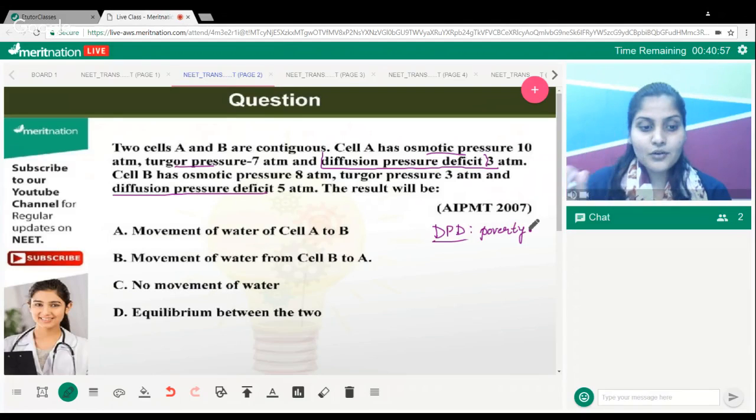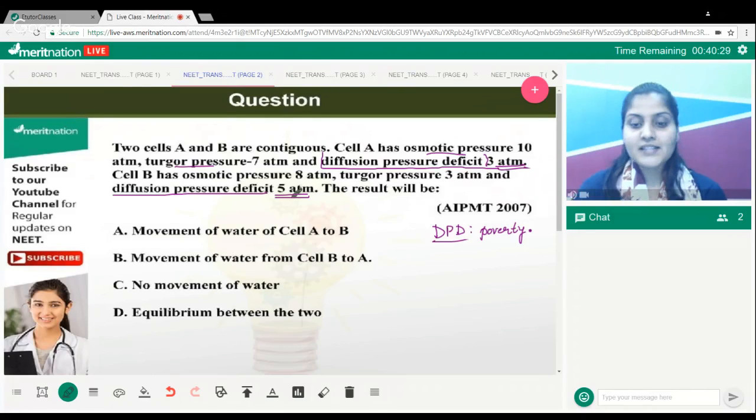They are giving you that cell A has a DPD of 3 atm and cell B has a DPD of 5 atm. What will be the direction of water movement? How will the direction be determined here? Will it move from cell A to cell B, from B to A, will there be no net movement of water, or will there be equilibrium between the water? What is the right answer? Think about it. Your time is about to get over. And there it is, the time is up.